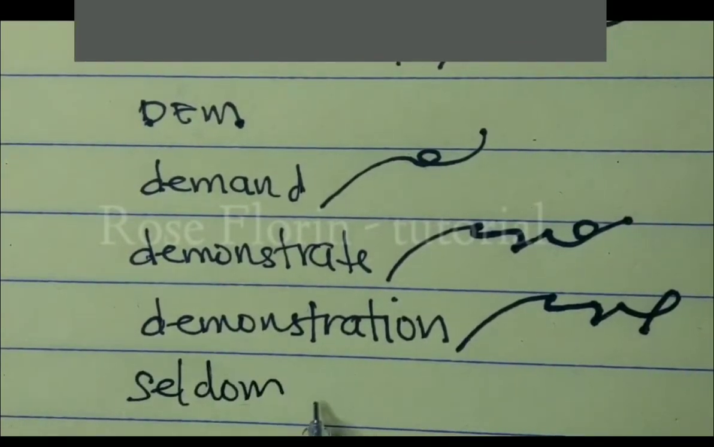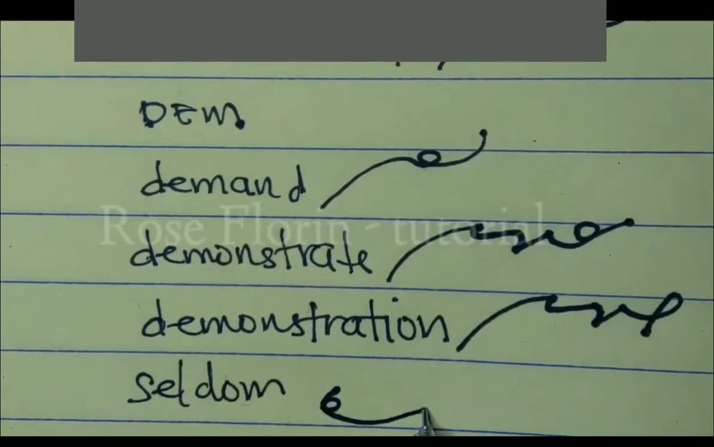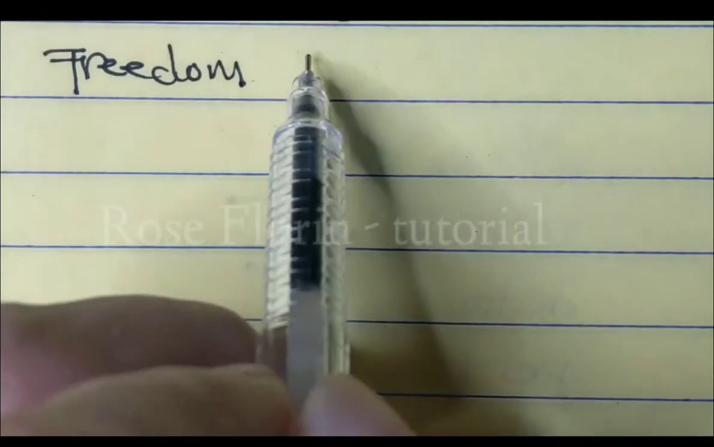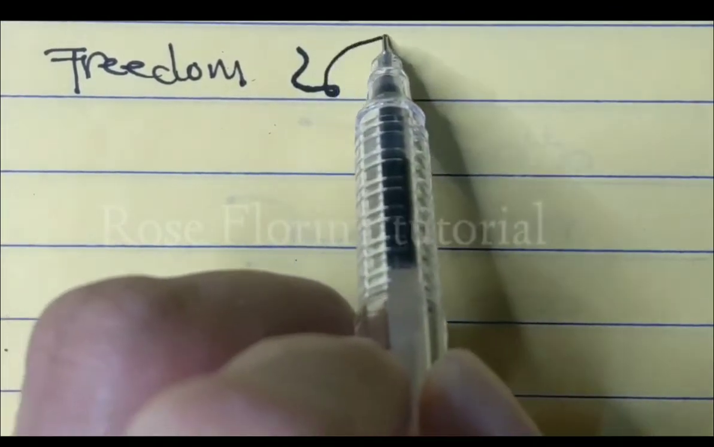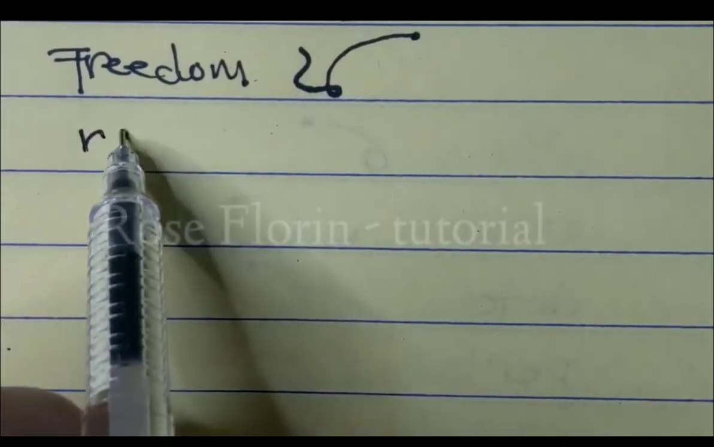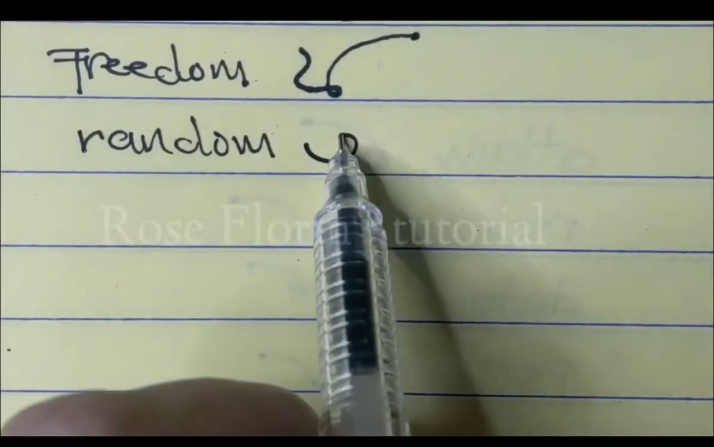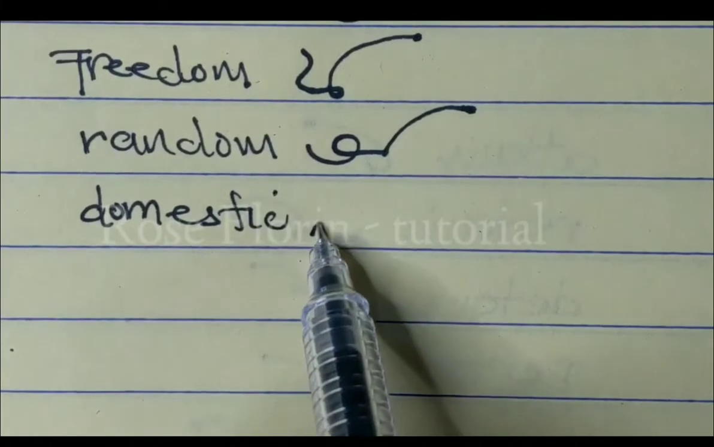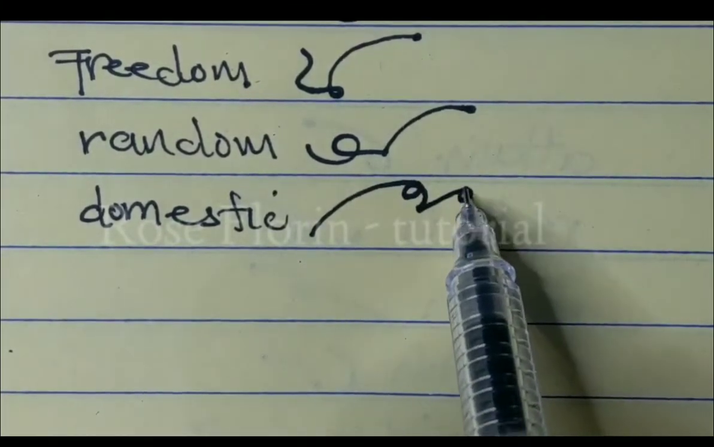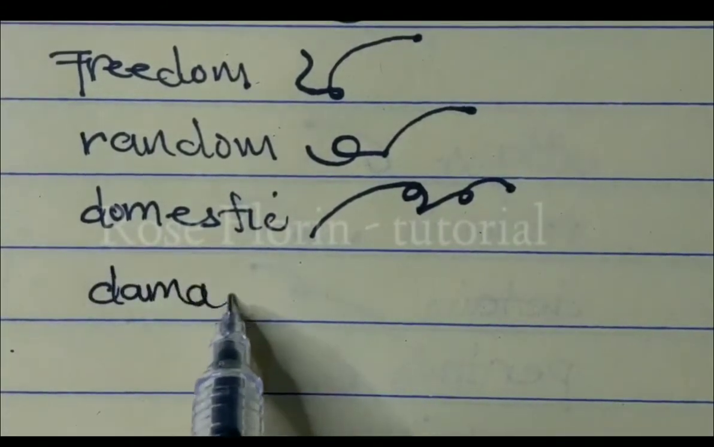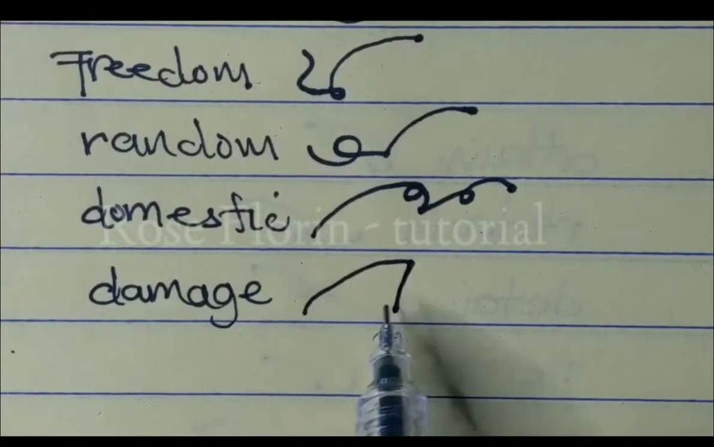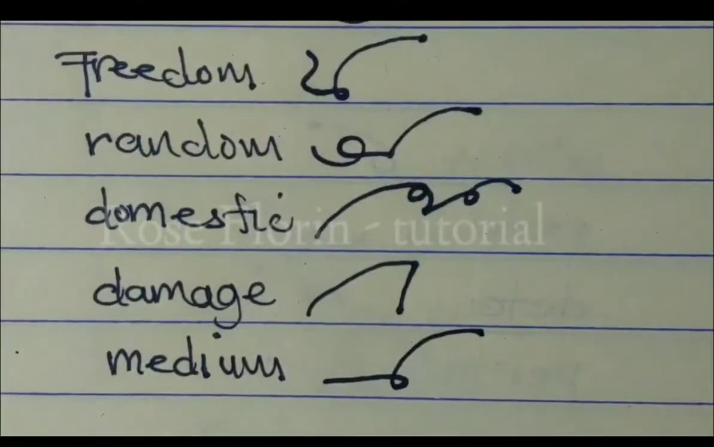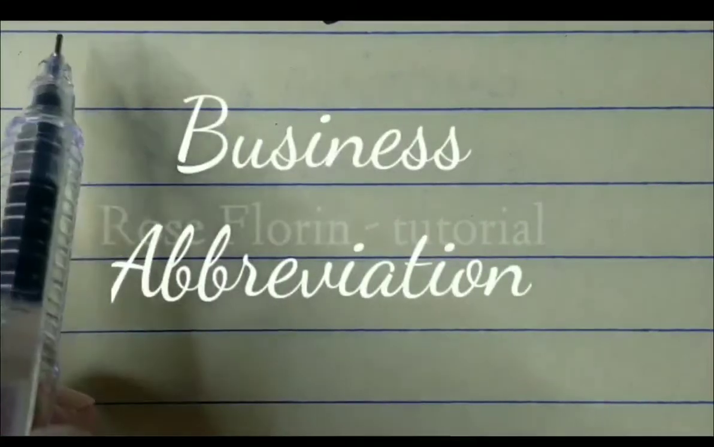Seldom, S-E-L, dam, sound of DM. Freedom, F-R-E, dam, DM. Random, R-A-N-D-M. Domestic, D-M-E-S-T-E-K. Damage, dam, J. Medium, M-E-D-M.